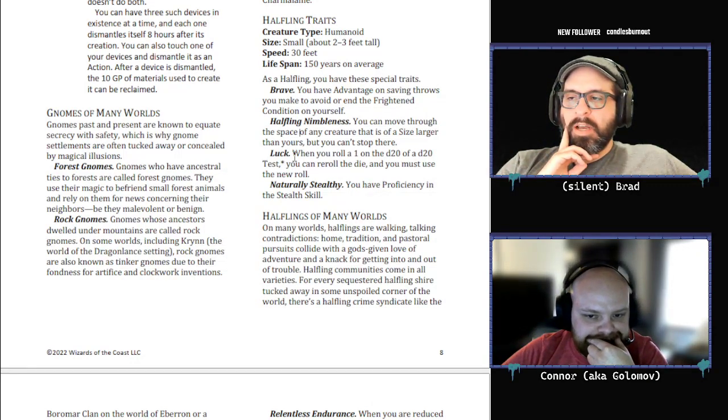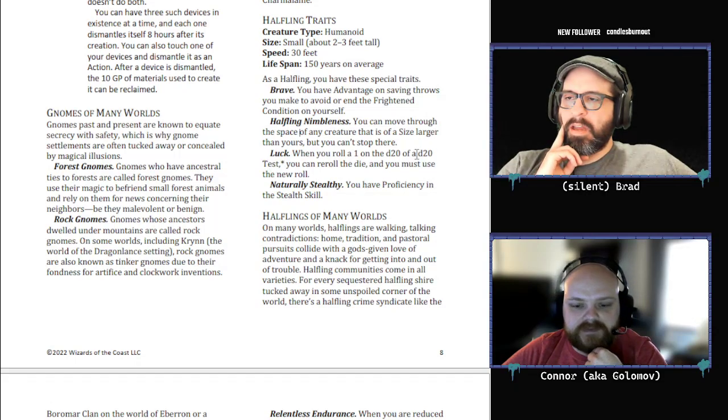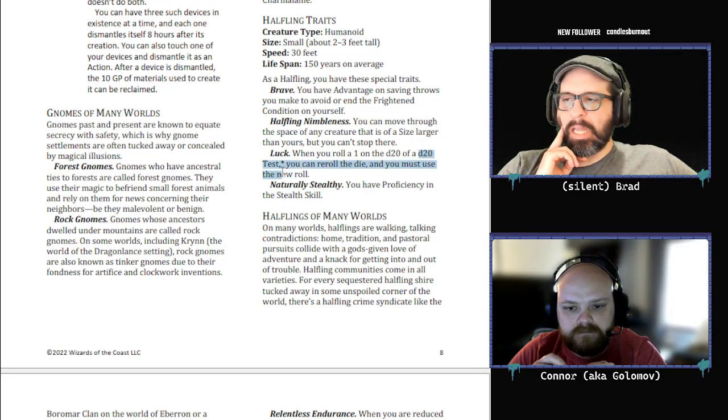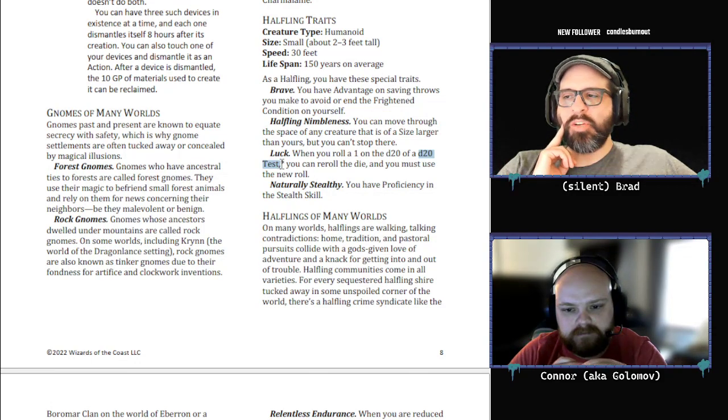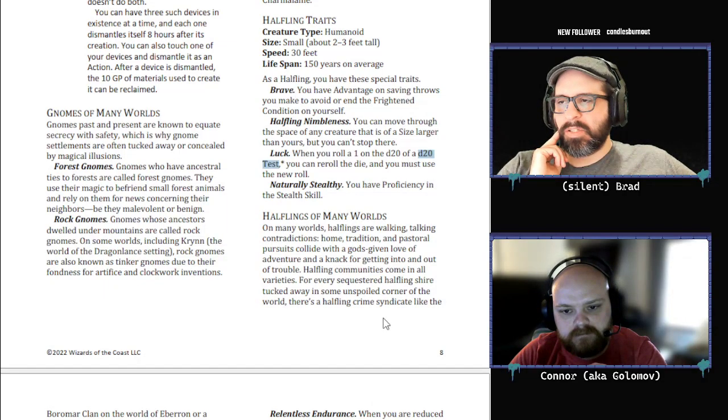Then we move into Luck. This is something that I really do not like. When you roll a 1 on the d20 of a d20 Test, you can re-roll the die and you must use the new roll.